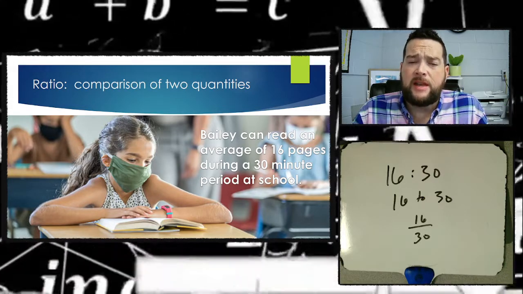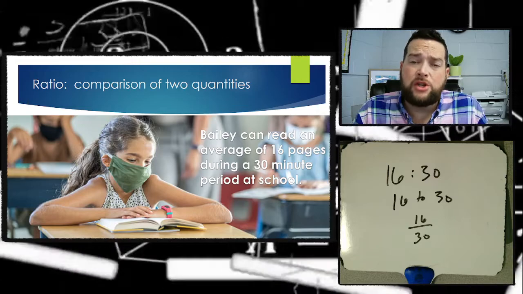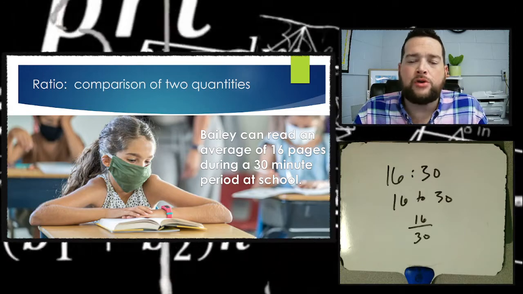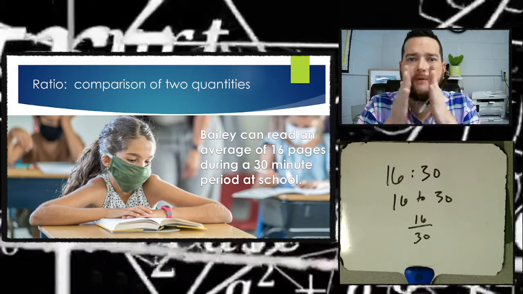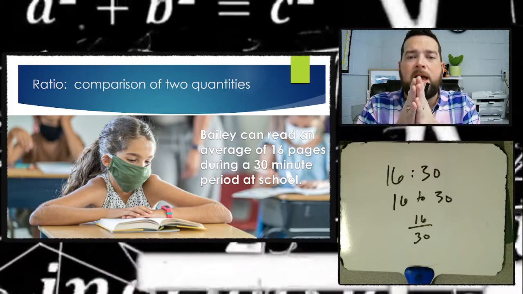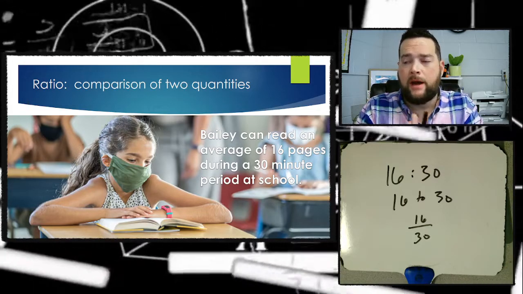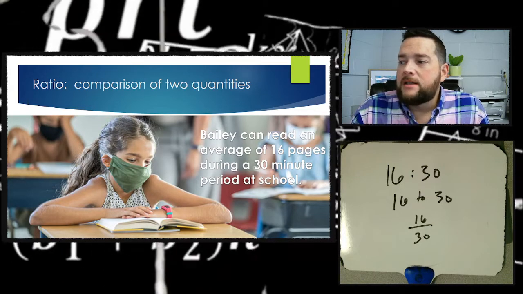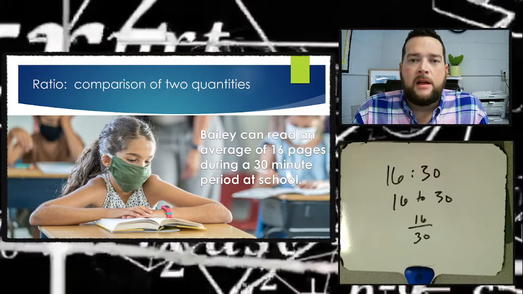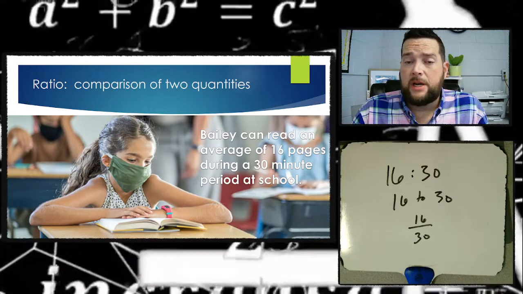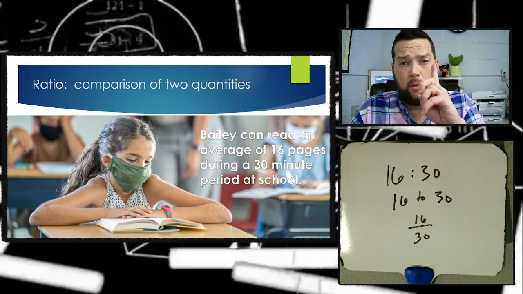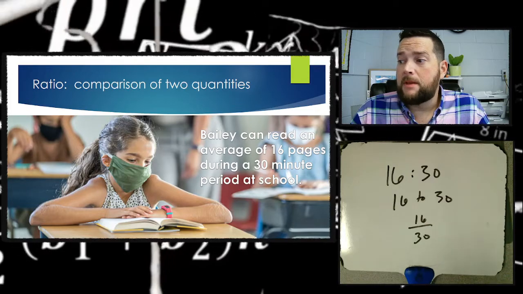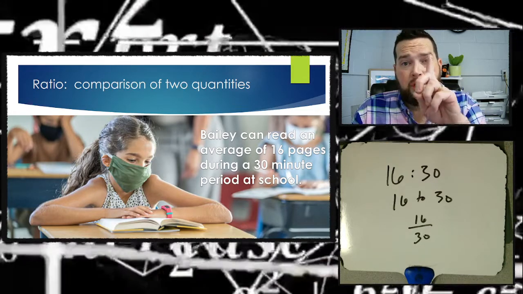There's another definition that I like better, and it's a relationship of two quantities by division. Ratios are just a connecting point of two different quantities, and it's a connecting point by division. If we're talking about Bailey's rate of reading 16 pages every 30 minutes, then by doing some division we could find how many pages she can read in 1 minute. We could divide the 16 pages by the 30 minutes, and we'd find out how much she can do in 1 minute.